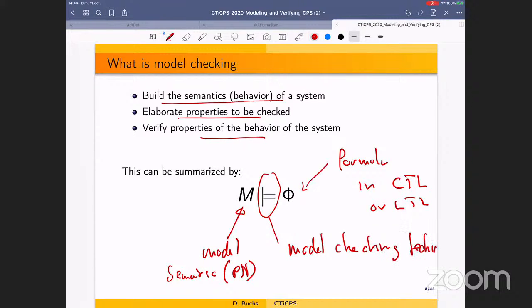So now the idea is, how can we do this efficiently? And what are the problems related to this activity? In general, we need to define the model, which is itself a problem. We need to do the model checking, and this could be done by specific algorithms.